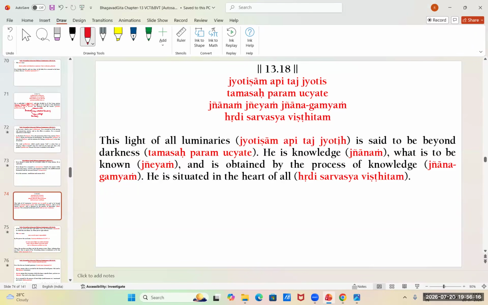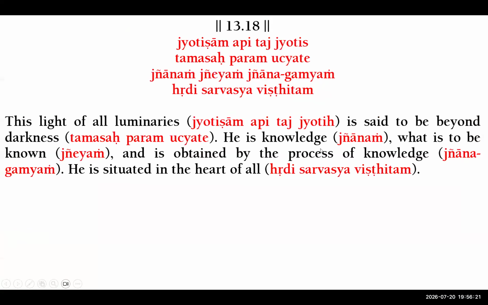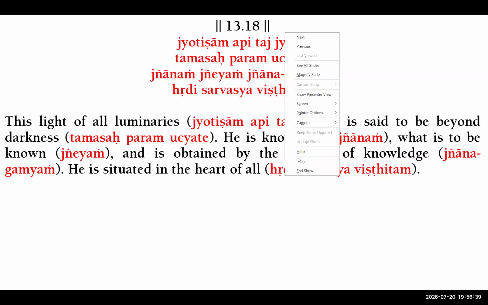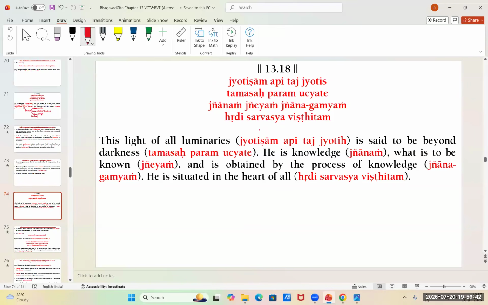Jyotisham api taj jyotis is said to be beyond darkness, tamasah param ucyate. He is knowledge, jnanam, what is to be known, jneyam, and is obtained by the process of knowledge, jnana-gamyam. He is situated in the heart of all, hridi sarvasya vishthitam. Now here the important term which has come is jnanam, jneyam, jnana-gamyam. So jnanam is knowledge. So what is knowledge?